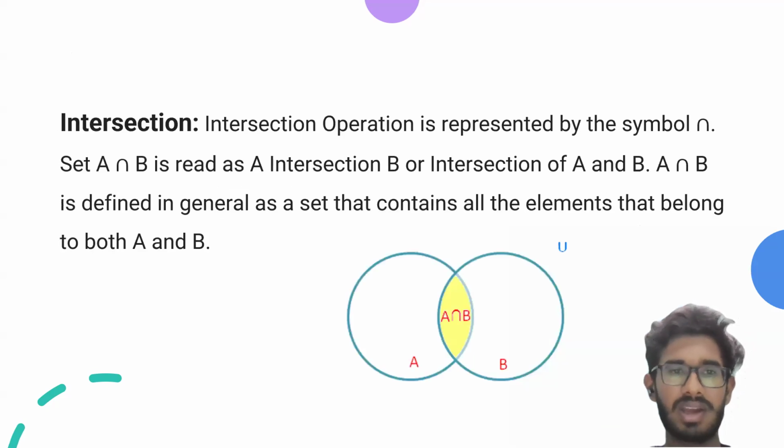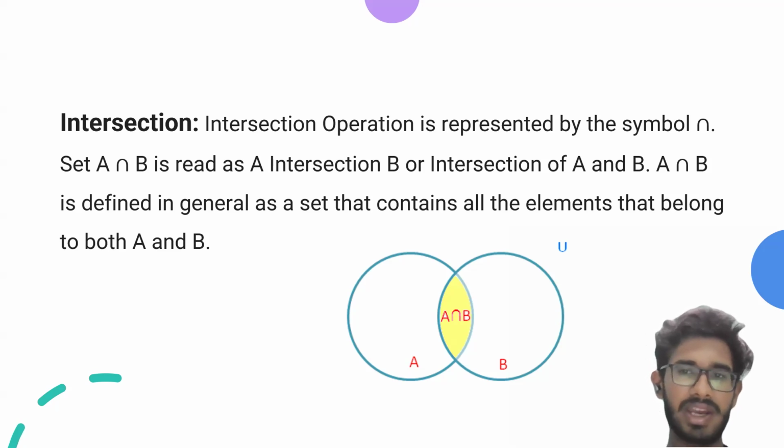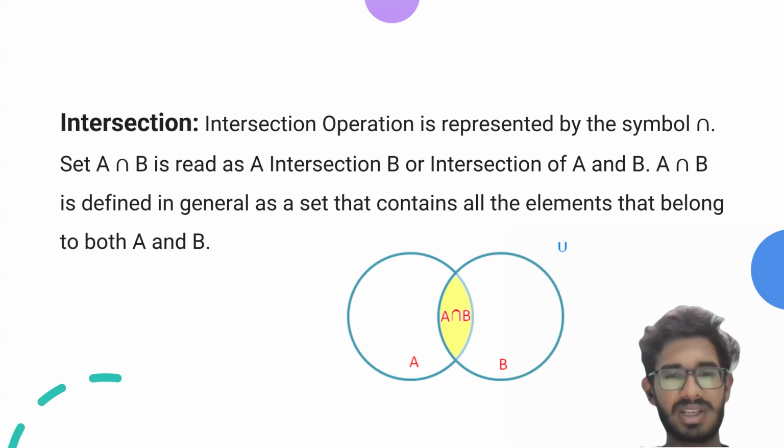Intersection. Intersection operation is represented by the symbol ∩. A ∩ B is read as A intersection B or intersection of A and B. A intersection B is defined in general as a set that contains all the elements that belong to both A and B. We can say that it gives the common elements present in both A and B.